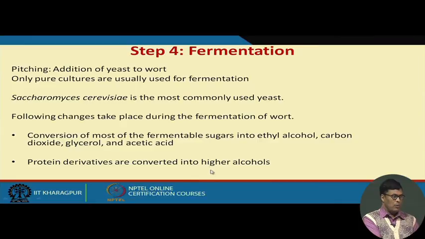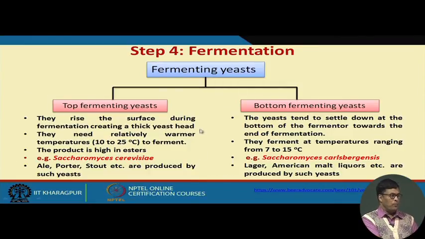Protein derivatives are converted into higher alcohols. So this is the difference we have between the top fermenting yeast and the bottom fermenting yeast. I told you the top fermenting is Saccharomyces cerevisiae, bottom fermenting is Saccharomyces carlsbergensis, and the top one rises to the surface. This usually takes place at a higher temperature, and the time of fermentation will be less as compared to Saccharomyces carlsbergensis, which usually takes place at a lower temperature.